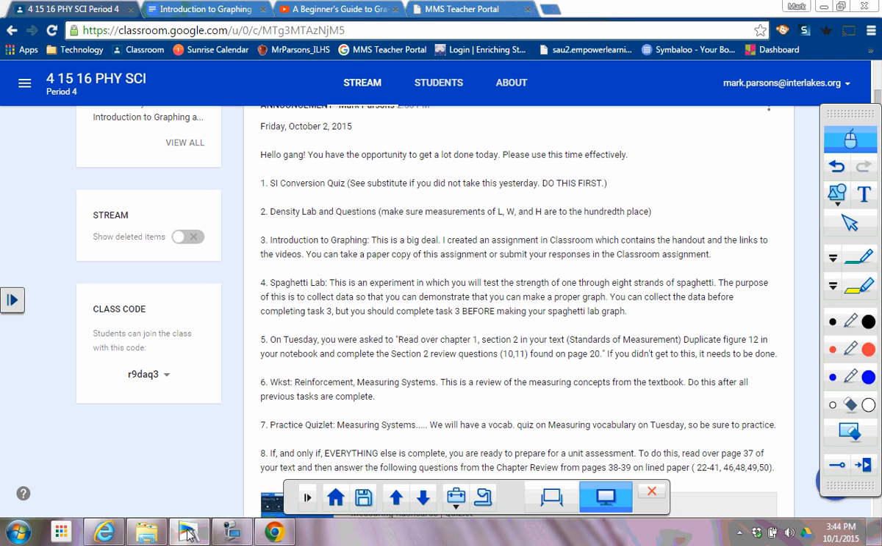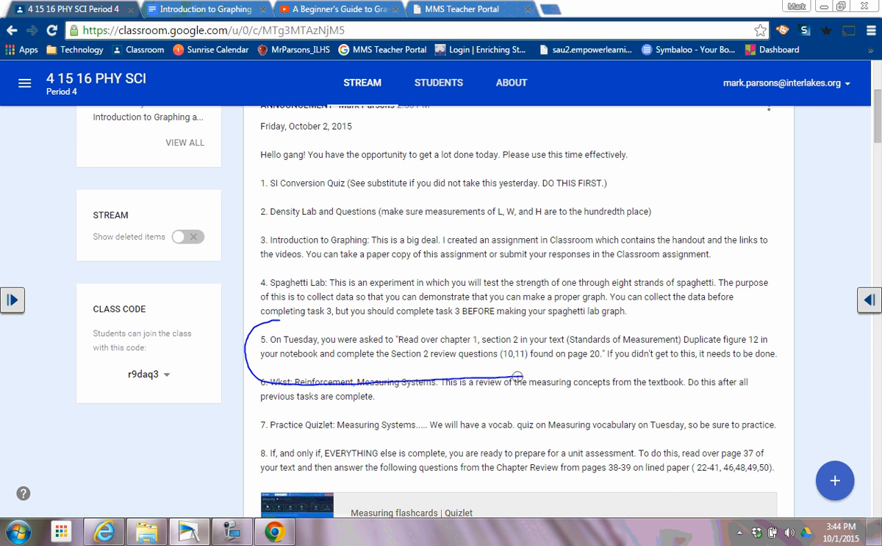Okay, one more thing I want to mention. I don't think you'll get here. It really depends on how quickly you move. But there was an assignment I gave you on Tuesday where you were supposed to read a section in your textbook, record a figure, and then answer 2 questions. If you didn't get to this, you need to make sure you do that. All right? It's really important before we move on out of this unit.